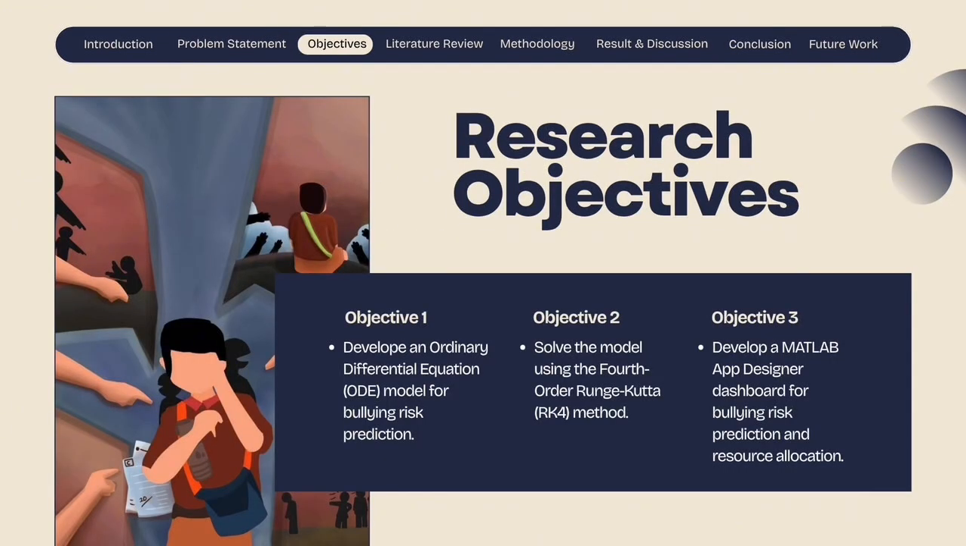Next is the research objective. This study has three main objectives. The first objective is to develop an ordinary differential equation model for bullying risk prediction. The second objective is to solve the model using the fourth-order Runge-Kutta method. The final objective is to develop a MATLAB App Designer dashboard for bullying risk prediction and resource allocation.